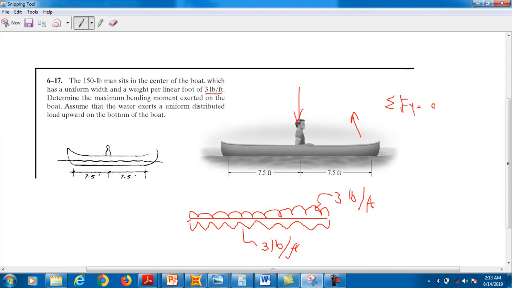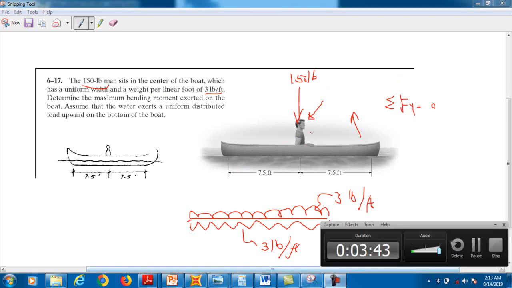Now we need to find the shear force and bending moment diagram for the weight of this person, because the weight of the boat is balanced by the upward forces of the water. You know that the weight of the person is given as 150 pound. This 150 pound is exerted on the boat, but the boat distributes this load uniformly, the weight of the man.